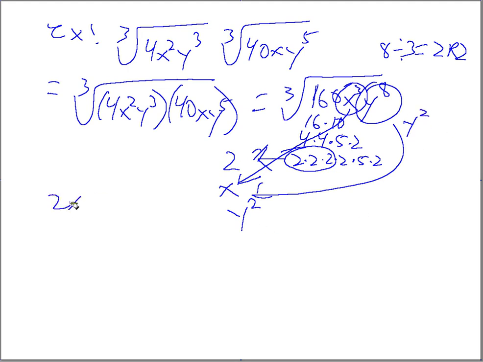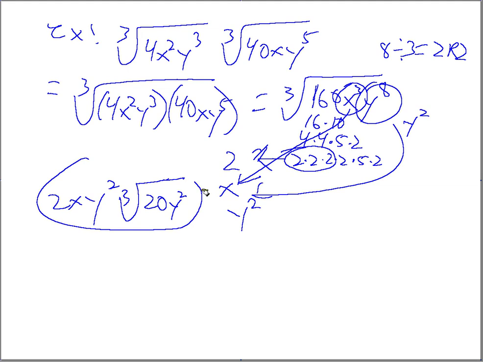2xy squared on the outside, and then the cube root of what? What's inside? 2 times 5 is 10, times 2 is what? 20. So you have 20 for the number. What else? y squared. Alright? So this is the solution we're looking for. So simplifying can be tricky, but the theme for multiplication is just multiply the radicands if the root indexes are the same. Alright? No big deal here.